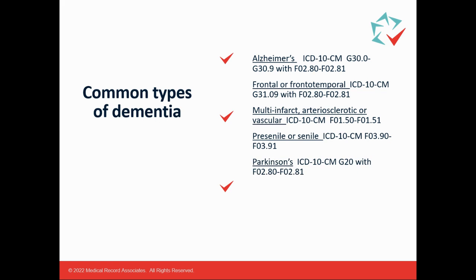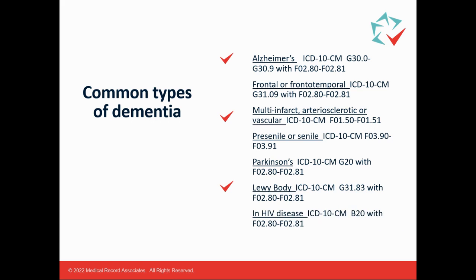Parkinson's, code G20. Lewy body, code G31.83. And dementia in HIV disease, code B20, with codes F02.80 through F02.81.